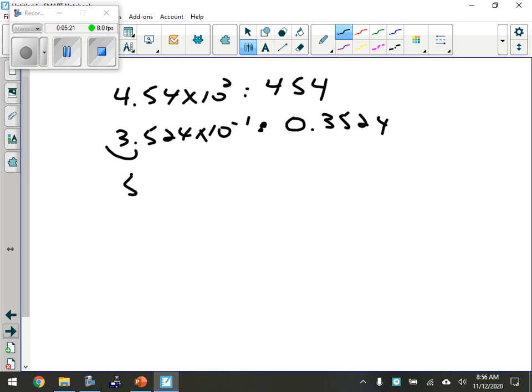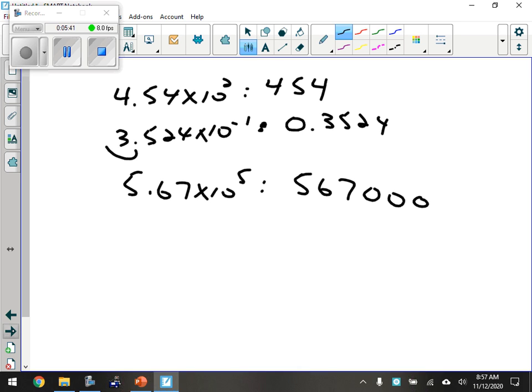5.67 times 10 to the 5. Again, in this case, we're going to move it 5 places to the right. So 5, 6, 7, 0, 0. Let's see, 1, 2, 3, 4, 5. I guess I need one more there. Okay, something like that.